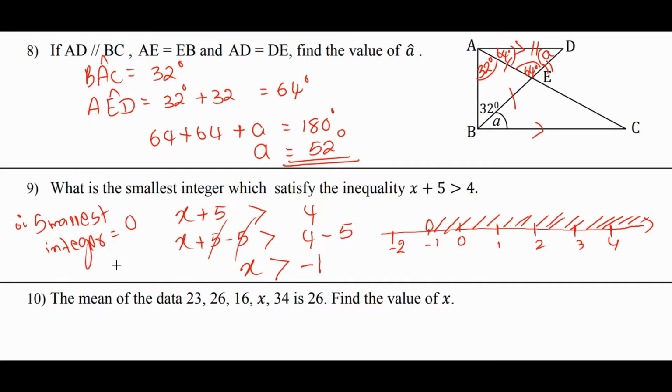Smallest integer equals 0, not minus 1, because it doesn't contain an equal mark here. If it were x is greater than or equal to minus 1, we could get the answer as minus 1, but here we cannot see any equal sign. Therefore, the smallest integer will be the number 0.